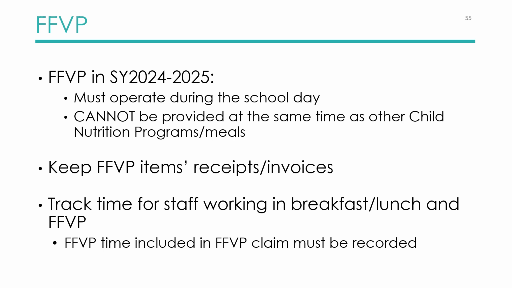It's important to maintain the fresh fruit vegetable items receipts and invoices to prove that the grant money you received was spent on allowable costs. You're also required to track time for staff working in any of the capacities related to your delivery of the Fresh Fruit Vegetable Program. If the same staff work in the breakfast and lunch meal preparation and/or service, and also work in the Fresh Fruit Vegetable Program, it's important to track the time specific to their Fresh Fruit Vegetable Program work separately from the time they work in the breakfast and/or lunch programs.